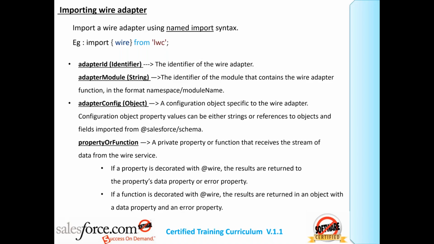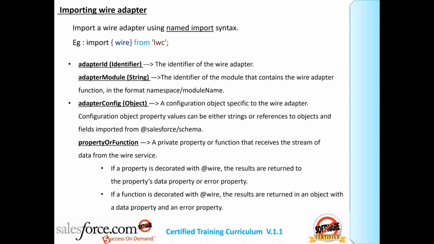Next, adapter config. Right? Here we go. This is the one which we can control. What is configuration? Write down. Start writing first. Wire adapter can be configured with property values, which can either be a string or a reference to an object.